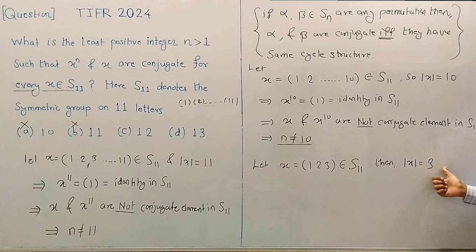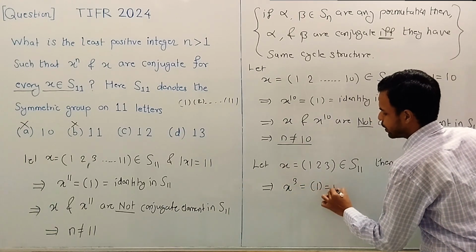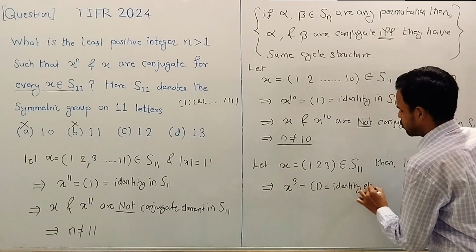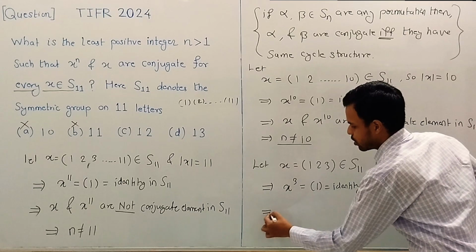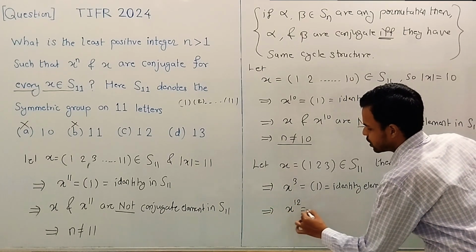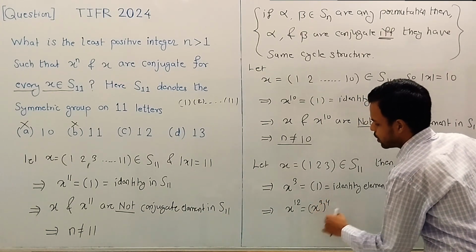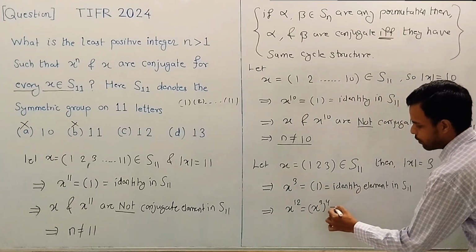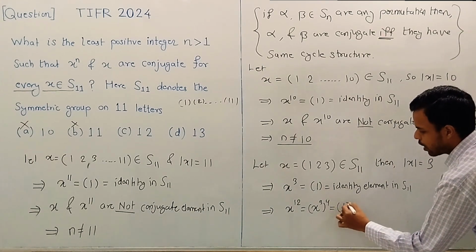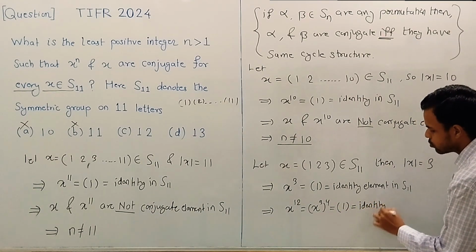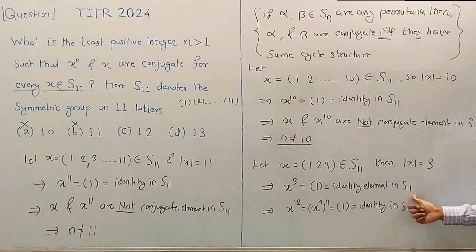So order of x is 3. So by definition of order of element, we have x to the power 3 is identity element in S11. Okay. So from here, we can conclude that x to the power 12, which is nothing but x to the power 3 to the power 4, that is x to the power 3 4 times, which is nothing but identity element operating itself 4 times, which is again identity element. Okay, so x to the power 12 is identity element in S11.